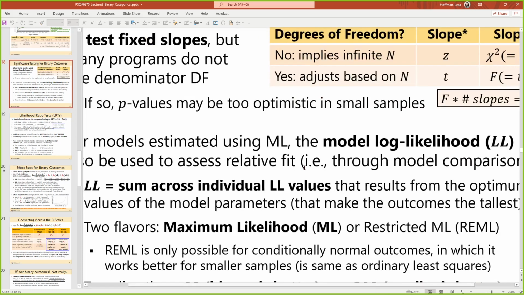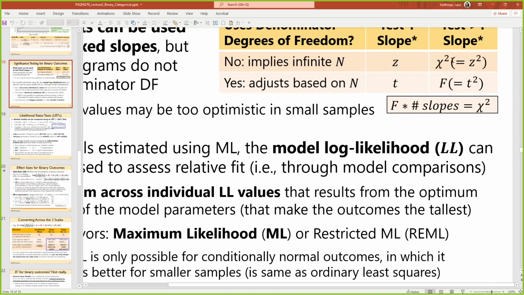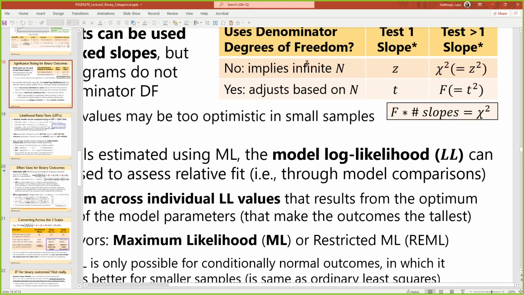Okay, this is slide 18 in lecture 2. This little table here tells you what your test statistic is. So if you're testing one slope at a time and you're doing so without denominator degrees of freedom, estimate over standard error is treated as a Z. If you're testing one slope at a time and you are using denominator degrees of freedom, estimate over standard error is treated as a T.